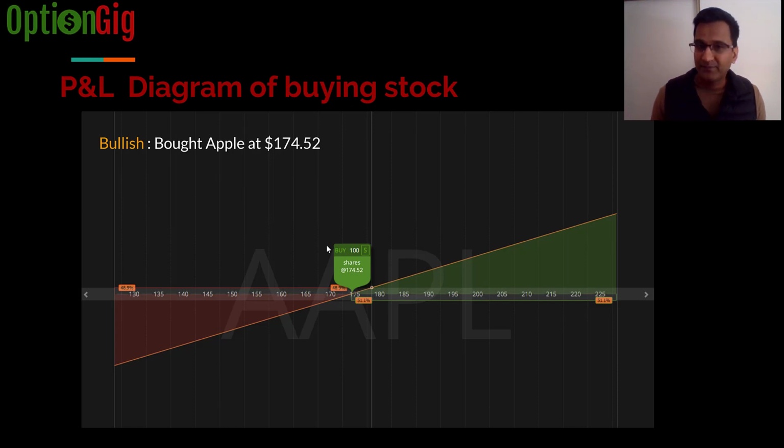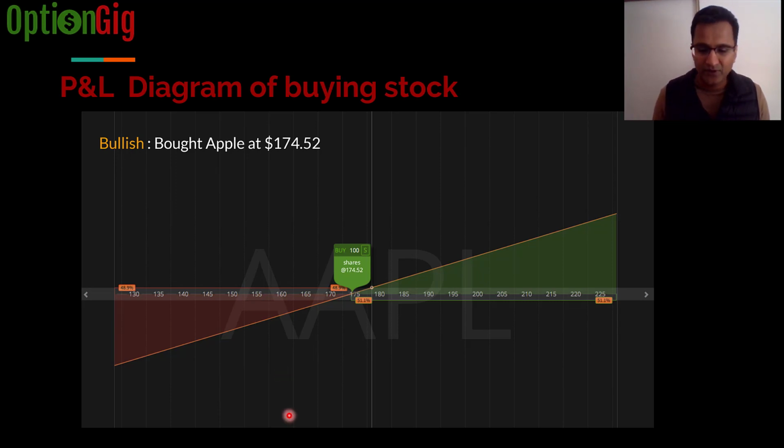All right, so let's look at what happens when you buy a stock. So this is your profit and loss diagram of when you're buying a stock. The example I've taken here is that you have bought Apple at $174.52. As you can notice, this is your profitable zone, the green area on the right side. As Apple starts to rise beyond $174.52, your profit starts to increase. But if Apple stock starts to go low, you start to incur losses. I'm assuming that this is the only stock in your portfolio. So this was a profit and loss diagram for a bullish case.